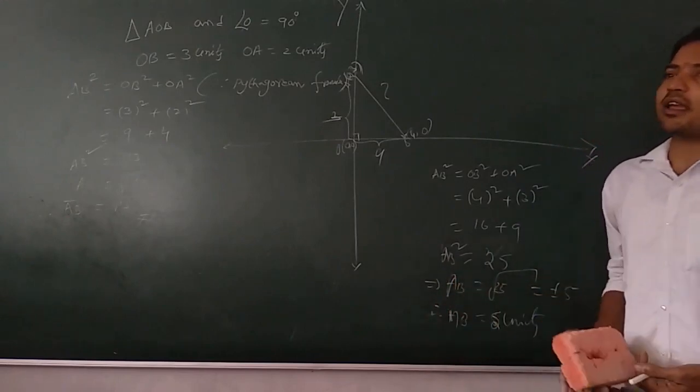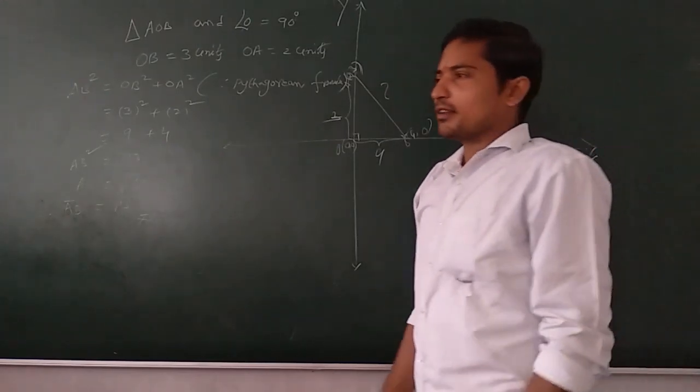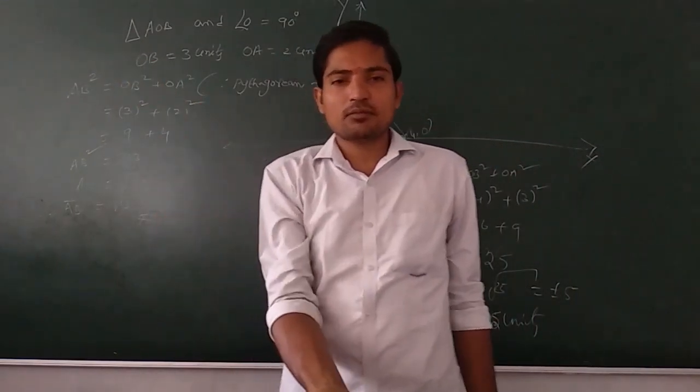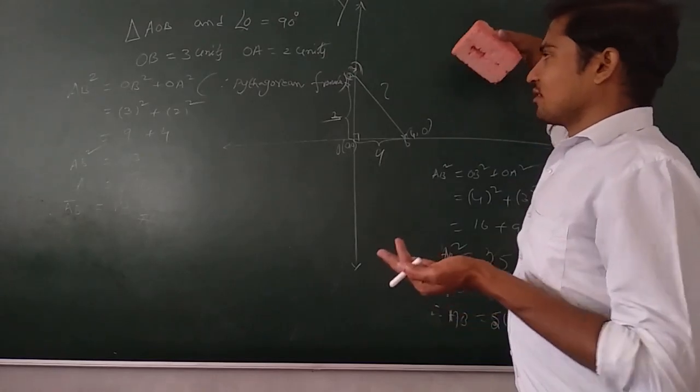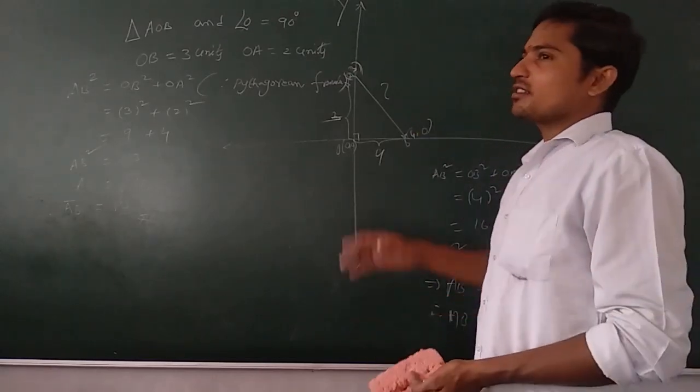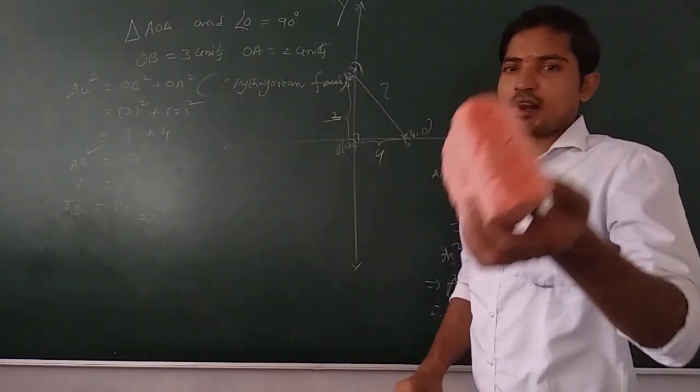Suppose the points lie on the x-axis and y-axis, we can use the Pythagoras formula and then find the distance between them. Right? If those do not lie on the axes, but lie in the coordinate plane, then what happens? Let us see.